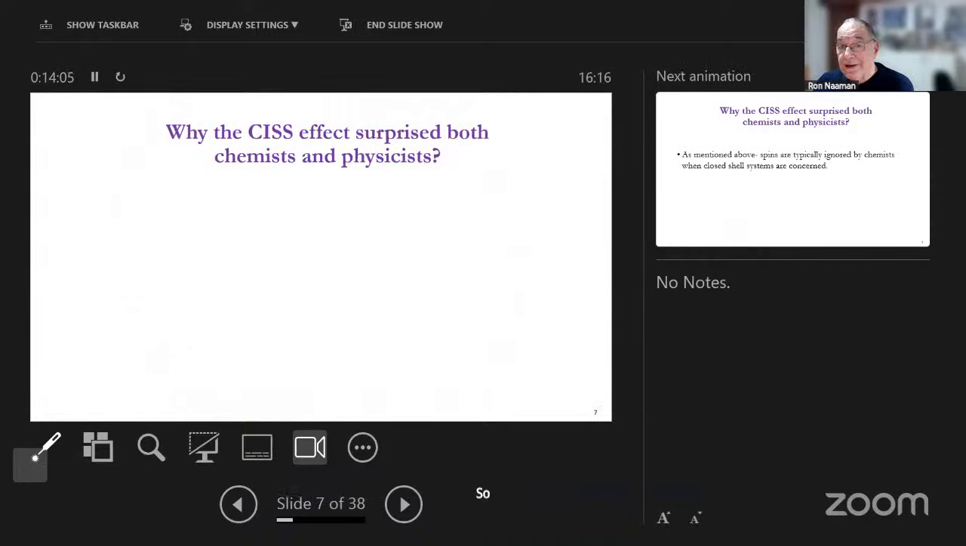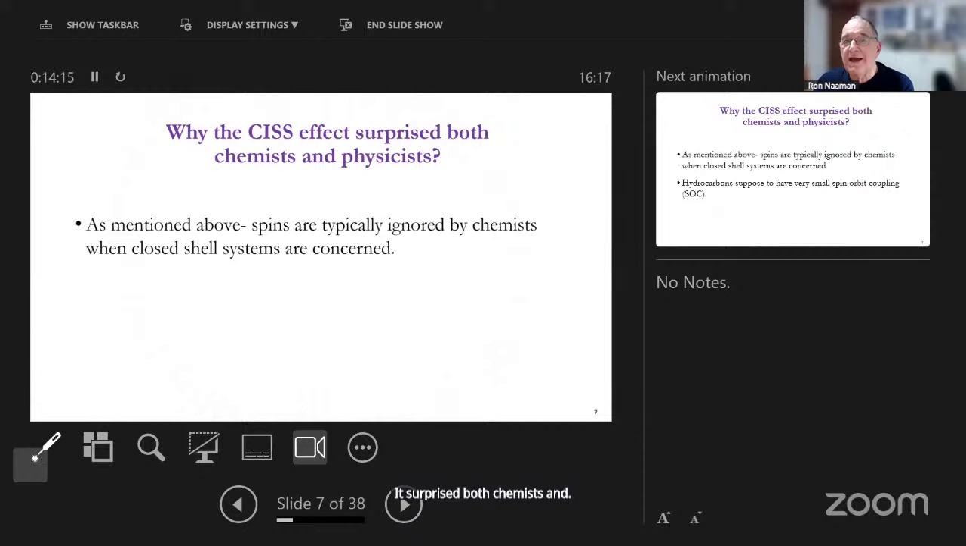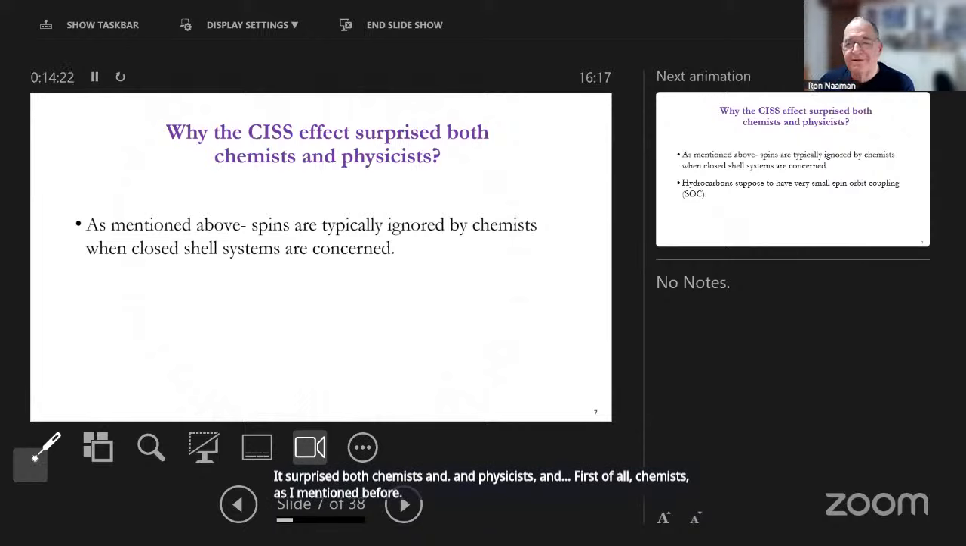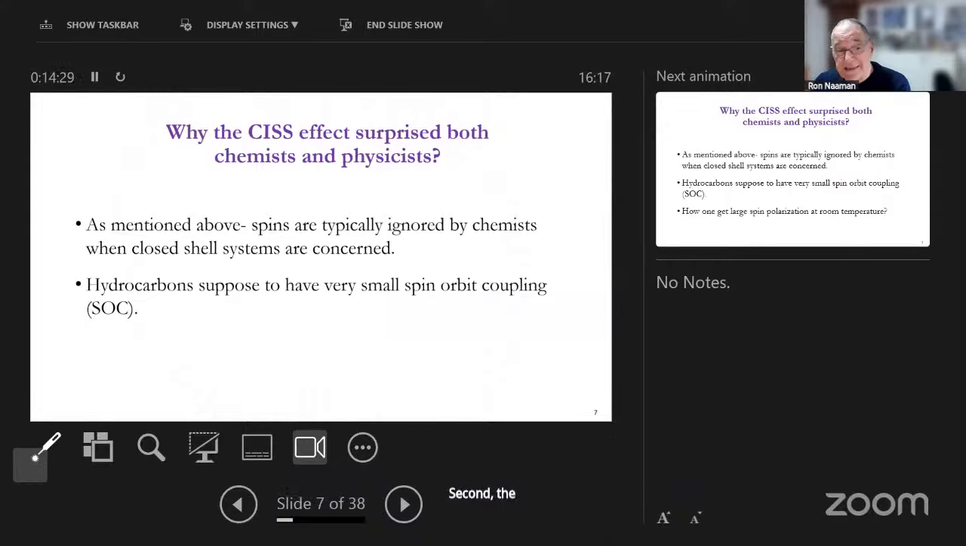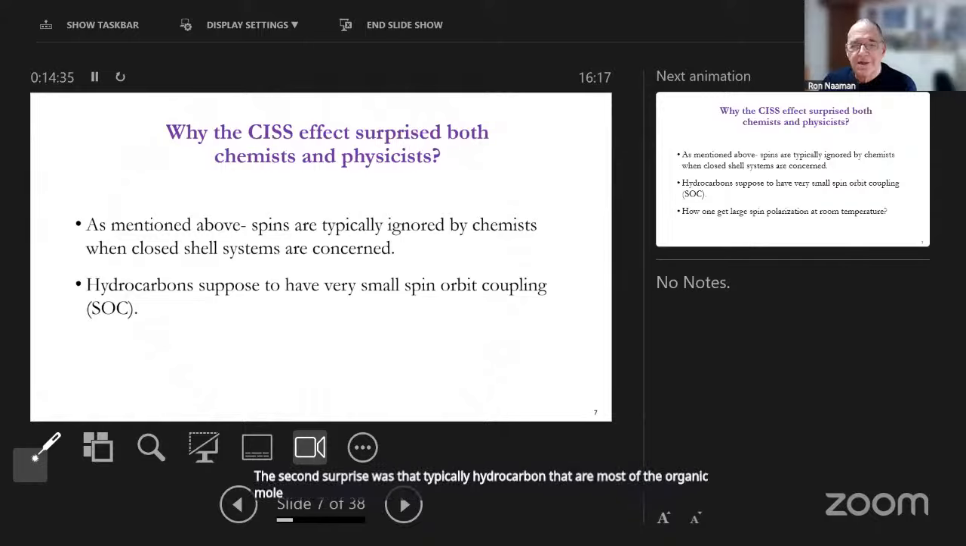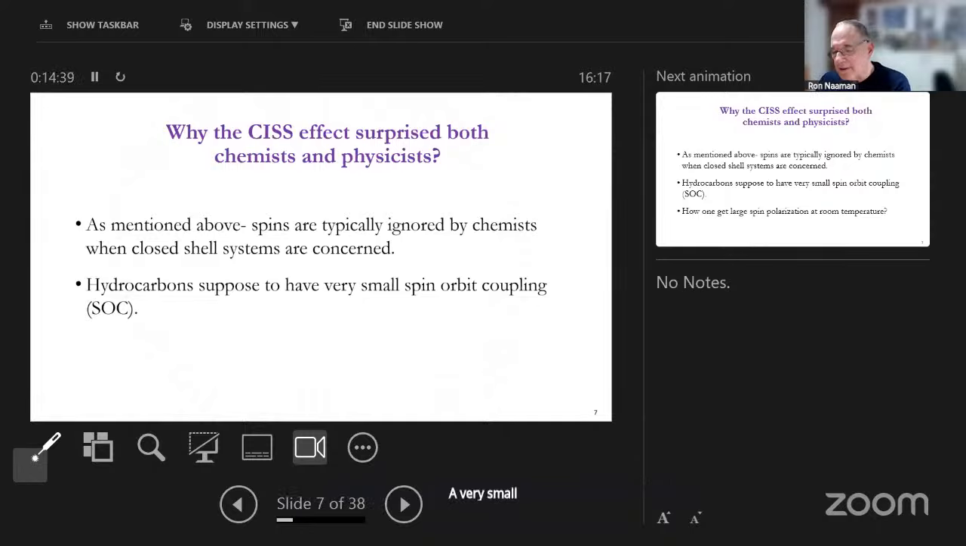So when we came out with the CISS effect, it surprised both chemists and physicists. First of all, for chemists, as I mentioned before, spins were typically ignored for closed-shell systems. The second surprise was that hydrocarbons, which are most of the organic molecules, have very small spin-orbit coupling. The CISS effect was observed at room temperature. How come a system with very small spin-orbit coupling shows spin-dependent properties?